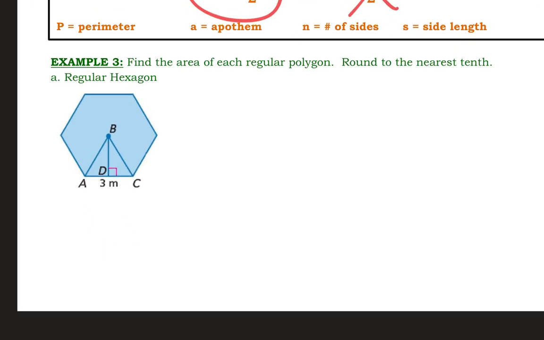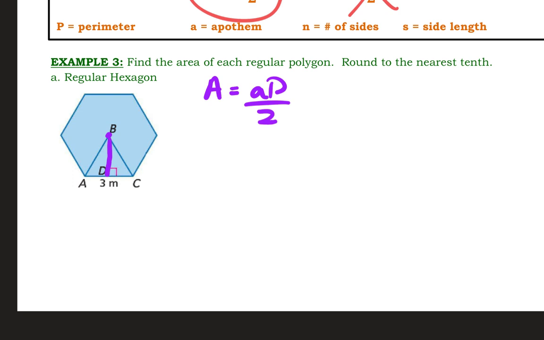All right, so this is what your problems are going to look like. Now again, you can do it by triangle multiplied by the number of triangles, it's fine with me. It says find the area of each regular polygon, round to the nearest tenth. Here is a regular hexagon. So, for the formula, if I was using the apothem formula, apothem times perimeter divided by 2, do we know the apothem measurement? Do we know the measurement right here?